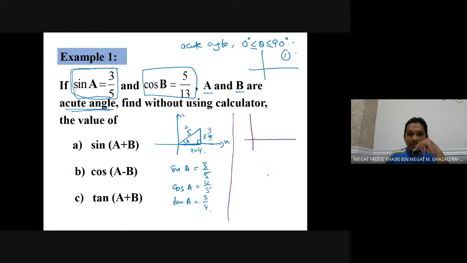Okay, now cos equal to 5 over 13. Let's say this angle is B. Cos B, angle of B, cos is adjacent 5 divided by hypotenuse, which is 13 here. Again, let's say this is x, this is y, and this is z. So x squared plus y squared equal to z squared, where 5 squared plus y squared equal to z squared. Z is 13, 13 squared is 169, so 25 plus y squared equal to 169. Y squared equal to 169 minus 25. How much?